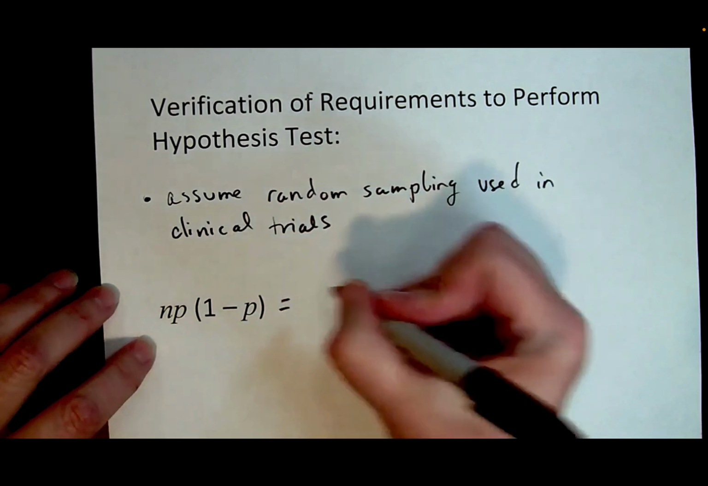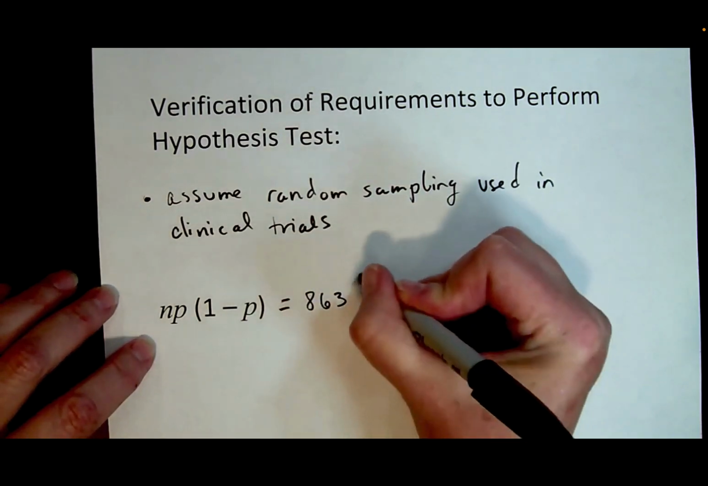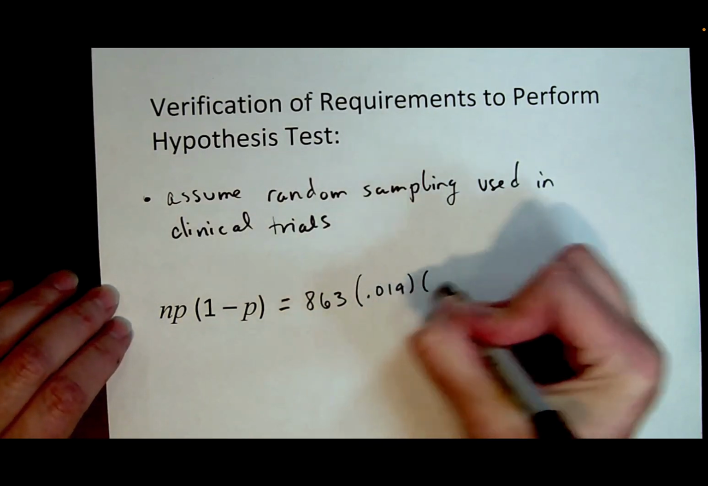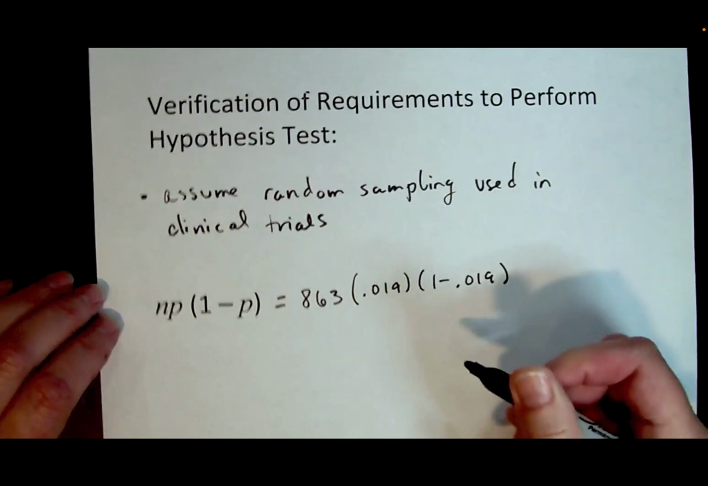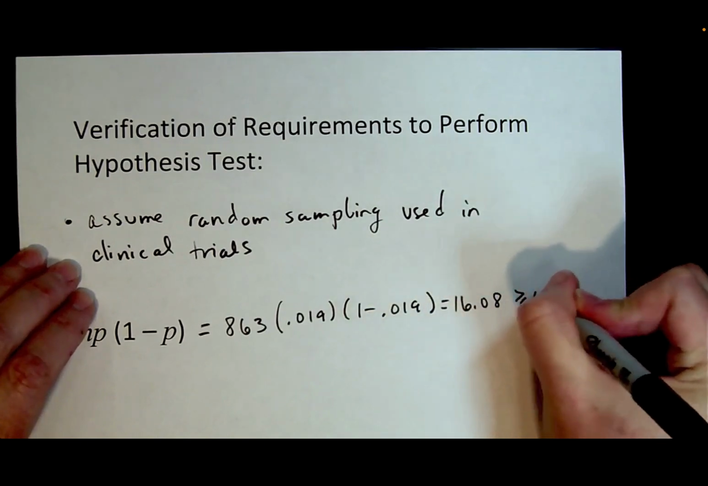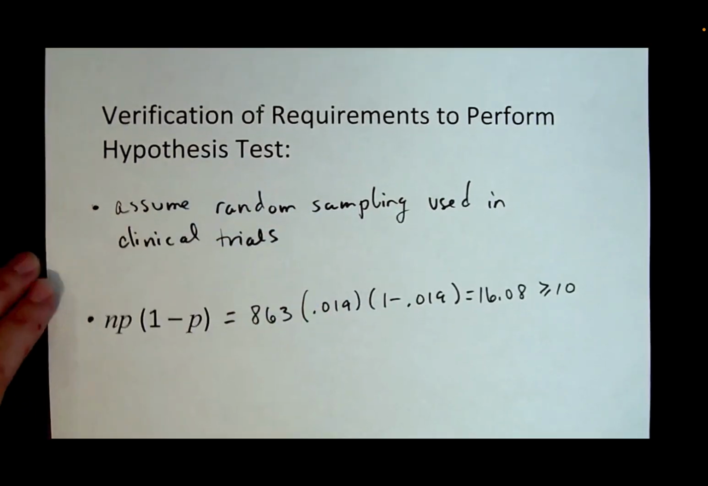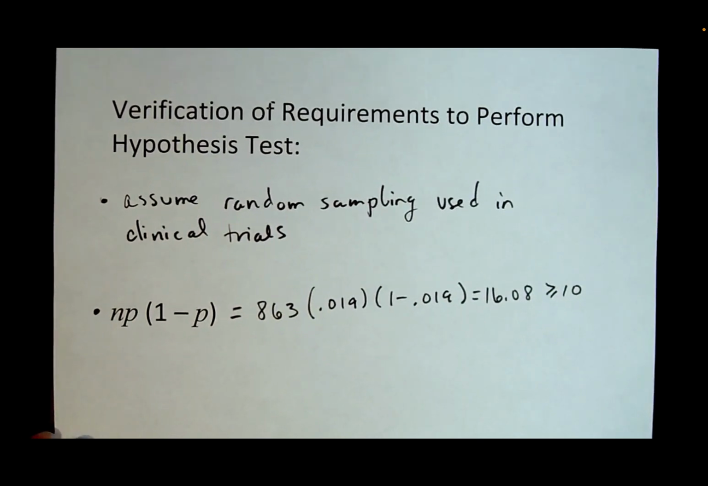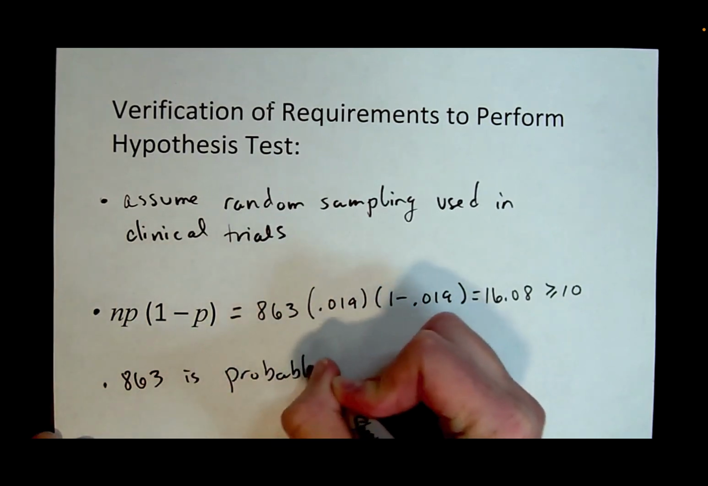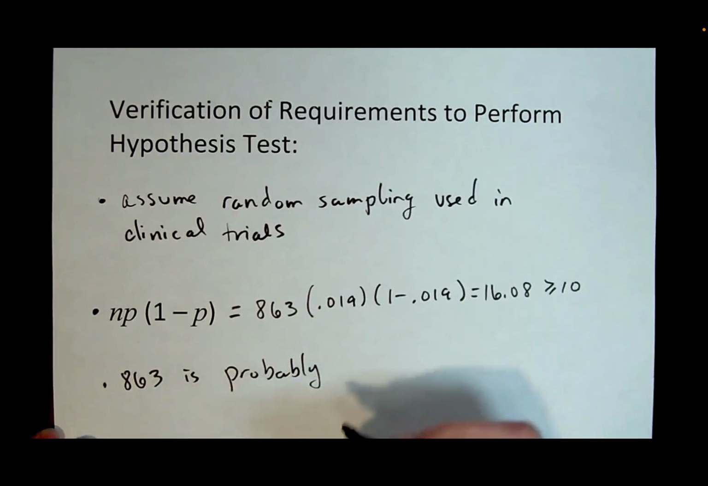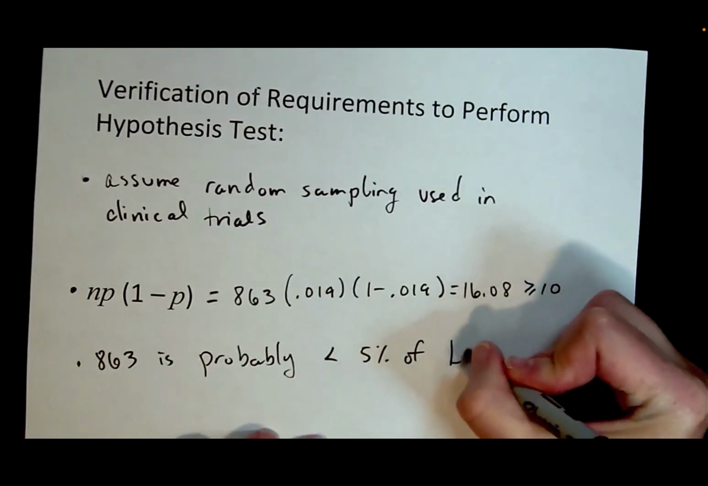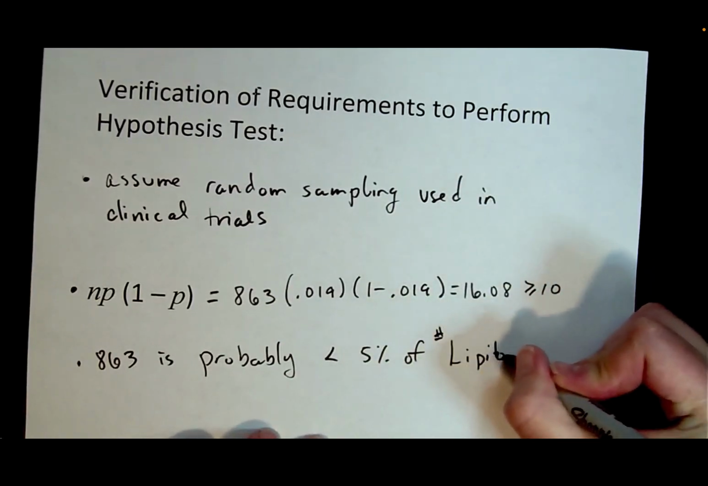So let's see. The number of people in the sample is 863. P, we are assuming, for the population, is 0.019, and then 1 minus 0.019. If you run that through a calculator, you should get 16.08. That's greater than or equal to 10 as we need. So that's the second condition verified. And 863 is probably, again we're doing some assuming here, less than 5% of, let's just say, the number of Lipitor patients.